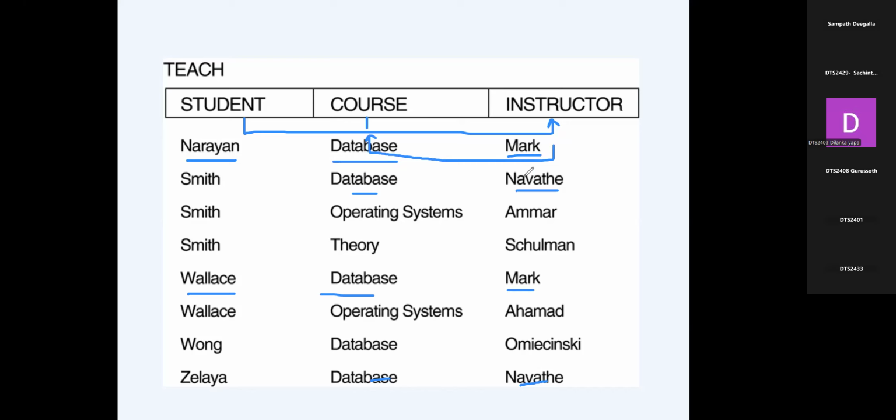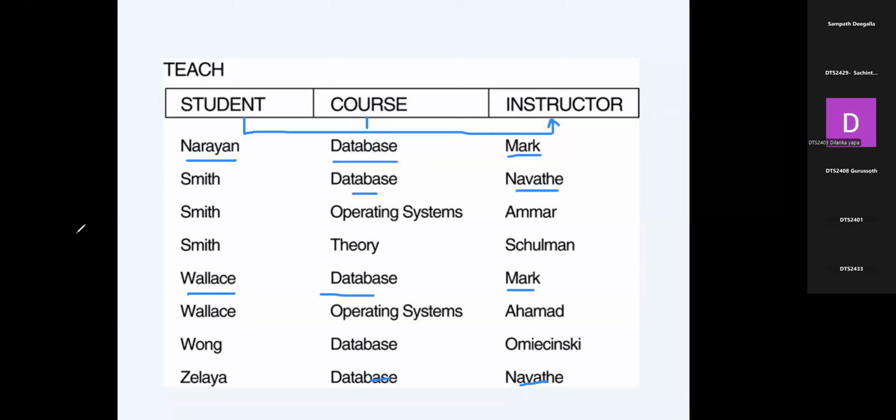So this is not allowed in Boyce-Codd normal form. This is okay for the third normal form. You can see a cycle here. From these two, you can determine this one, and using instructor, you can determine this one. So if you have a pattern like this, it's disallowed. It is disallowed in Boyce-Codd normal form.